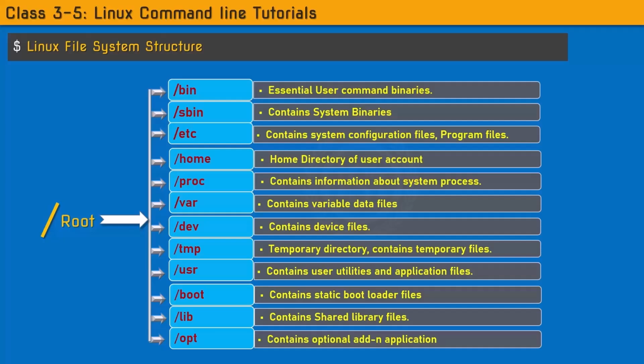Here in Kali Linux or any Linux operating system, the root directory is the uppermost directory, in which you are seeing some more folders or directories. So let us look into each of these directories. Let me show you in the terminal window.